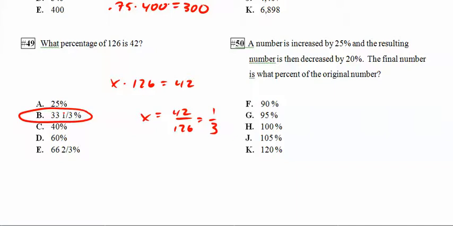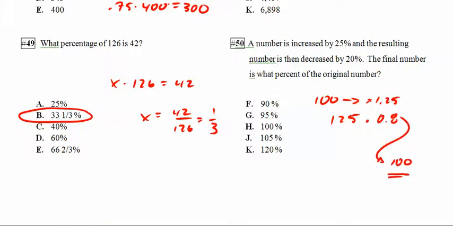Numbers increased by 25, so I'm going to pick a random number, 100. To increase it by 25 is like multiplying by 1.25, so I'll get 125. Then it's decreased by 20, which is like multiplying that by 0.8, and it gets me right back to 100, which is a weird property of percentages. It kind of freaks people out, but that's what it is.